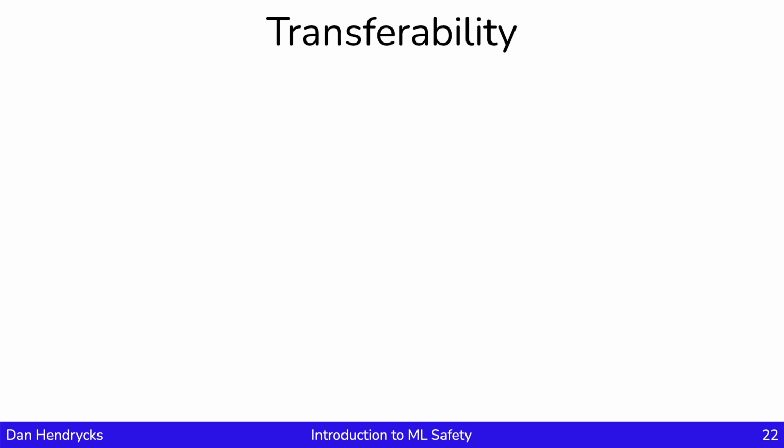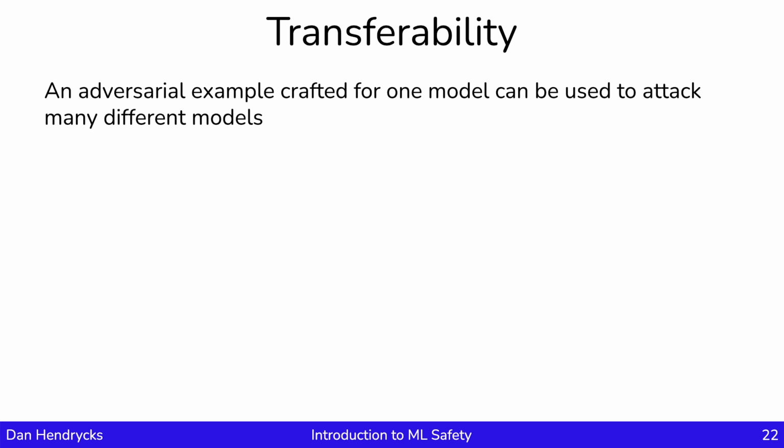Another way to attack models would be through transferability attacks, which can even affect black box models. The basic idea behind transfer attacks is that an adversarial example crafted for one model can be used to attack many different models. So in this way, adversarial examples made for one model could potentially transfer to several others.